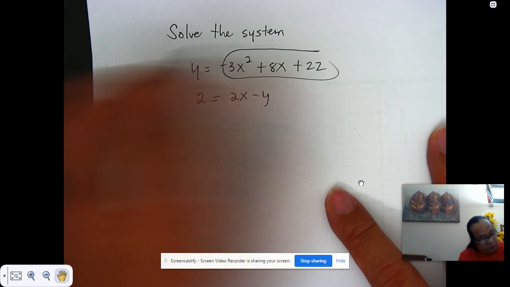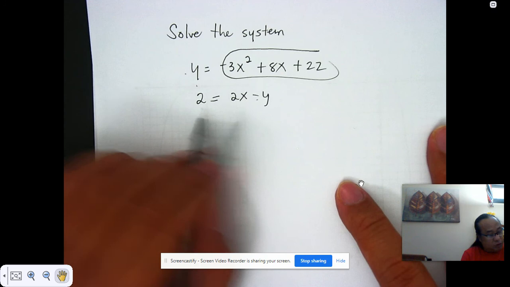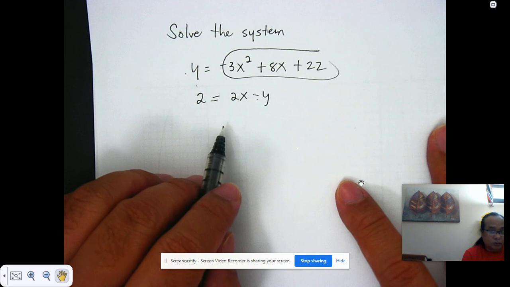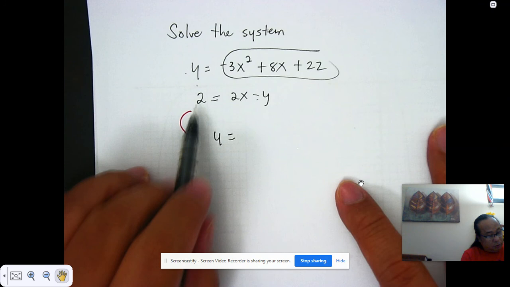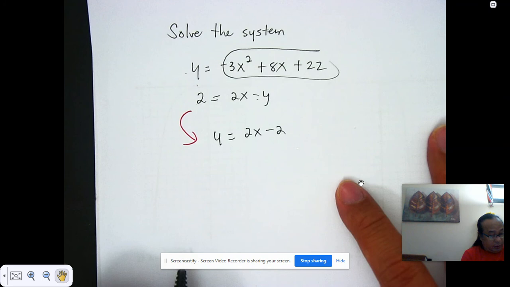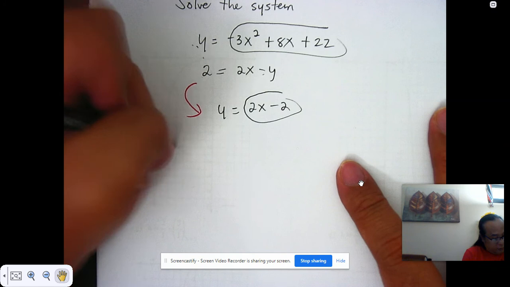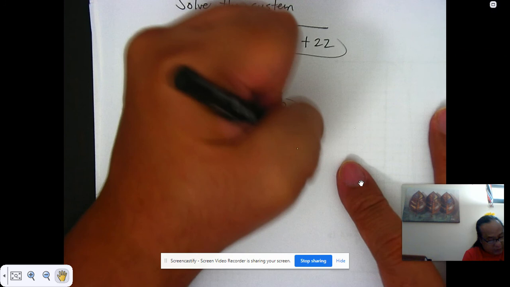You can do that. Or you can change this to y equals 2x minus 2, okay? And then substitute that from there. Now, if you want to do this, that's what I said. I can put negative y to the other side, becomes positive y. And then I put 2 to the other side, it becomes negative 2, so it's going to be 2x minus 2, right? And then I'll substitute this in the y up there, right? So what I'm going to have now is 2x minus 2 equals negative 3x squared plus 8x plus 22, okay?